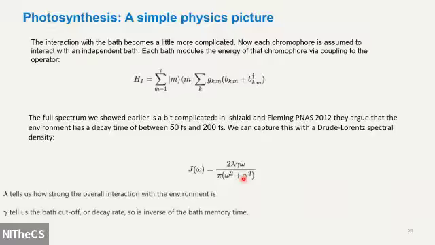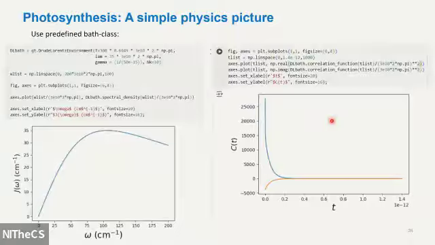The other thing I wanted to mention is my goal here is basically to reproduce the result from this Ishizaki and Fleming paper in 2012. So we'll see how well we do. So we have this spectral density. It has this sort of broad Drude-Lorentz form. We put in parameters from the literature. We can calculate the correlation functions just to see what they look like. And they're a bit weird, to be honest.